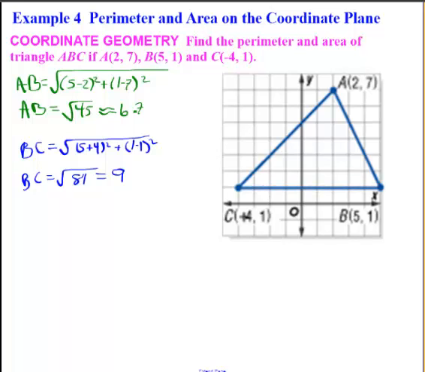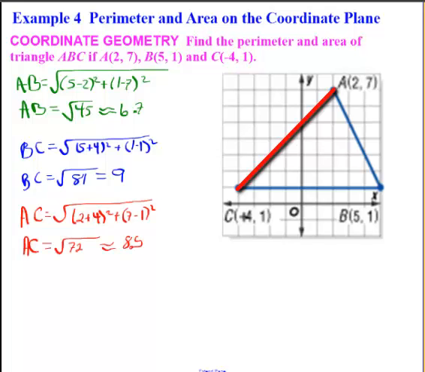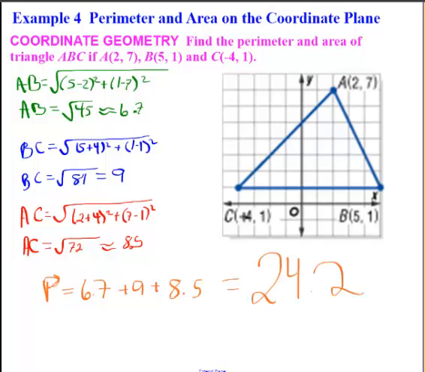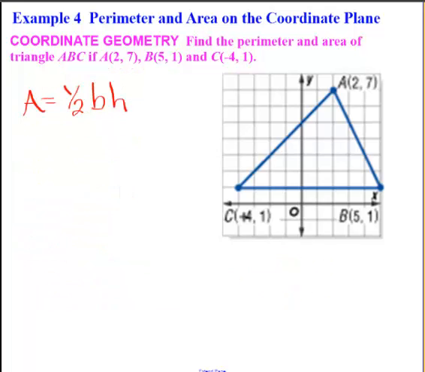Okay, and the final side is side AC, so I would have 2 minus a negative 4, which is really 2 plus 4, and 7 minus 1, and I could solve that, and I would get the square root of 72, which is about 8.5. So if I add all of my sides together, 6.7 plus 9 plus 8.5, my perimeter is 24.2 units. Okay, and I also want to find the area, so my area formula is 1/2 base times height.